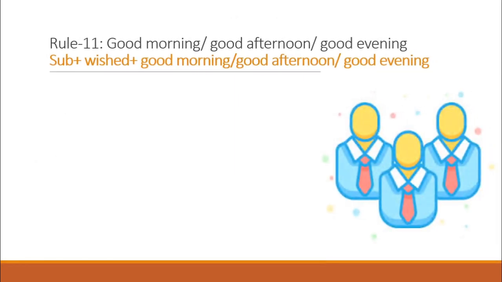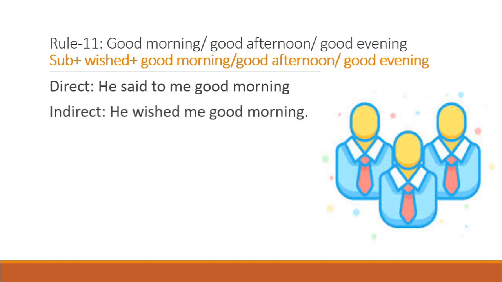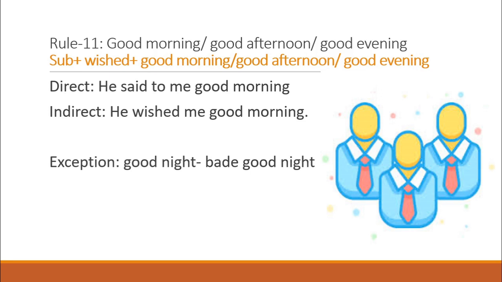Rule number 11: "good morning," "good afternoon," or "good evening." If you have "good morning," "good afternoon" or "good evening" in your sentence, then you have to follow this structure: subject, wished, "good morning" or "good afternoon" or "good evening." You see, he said to me, "Good morning." He wished me good morning. So "good night" is the exception here. You can say he bade me good night.